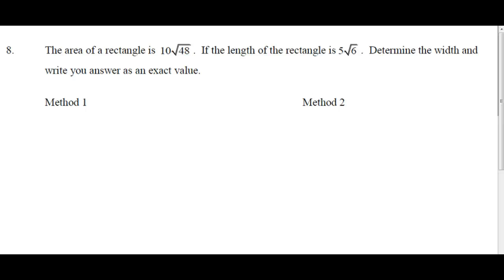The area of a rectangle is 10 root 48. If the length of the rectangle is 5 root 6, determine the width and write your answer as an exact value.